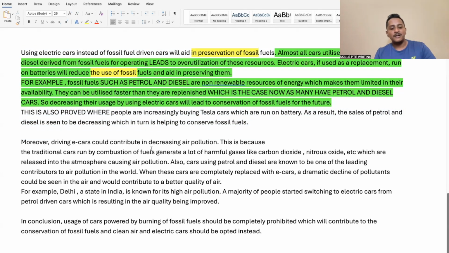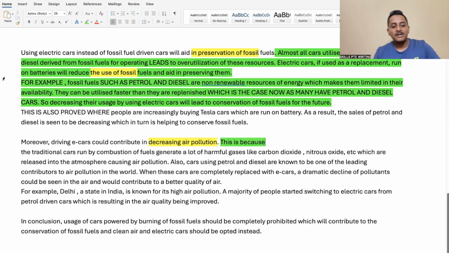Moreover, driving e-cars should contribute in decreasing the air pollution. Driving e-cars should contribute in decreasing may not be the right usage, but it's okay. Decreasing the air pollution is the main idea. Very nicely written. This is because your supporting idea gets started. Pay more attention. It's always the main idea, supporting idea, example.